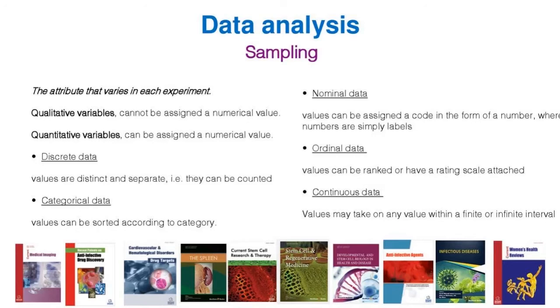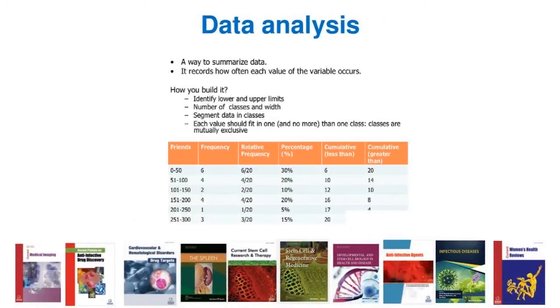And I would say that in medical research in particular, let's have a think about what the differences are between qualitative and quantitative variables and how we assign or not numerical values to these different pieces of data. Are we collecting discrete data? Are we collecting categorical data, nominal, ordinal, or continuous data? Because, of course, how we present and how we analyze these different kinds of data can also be important.